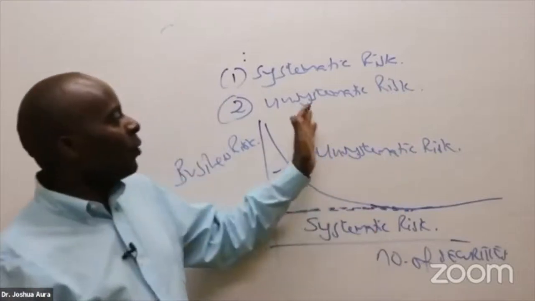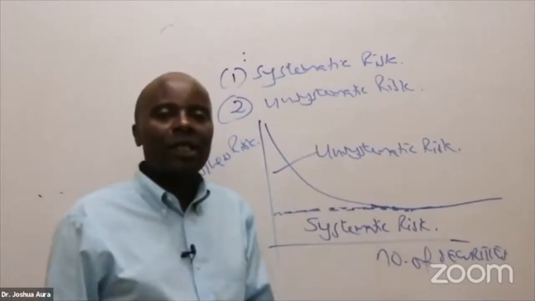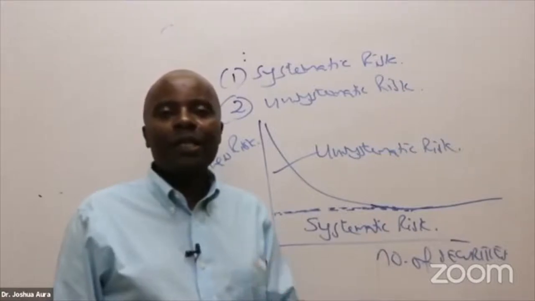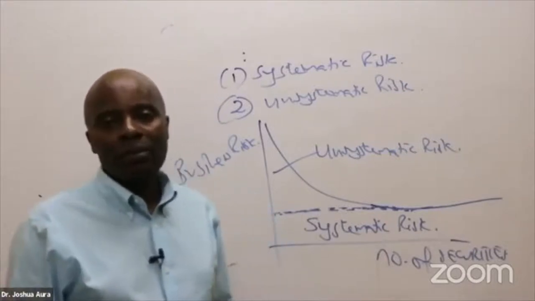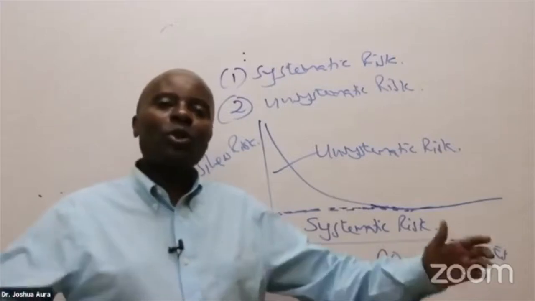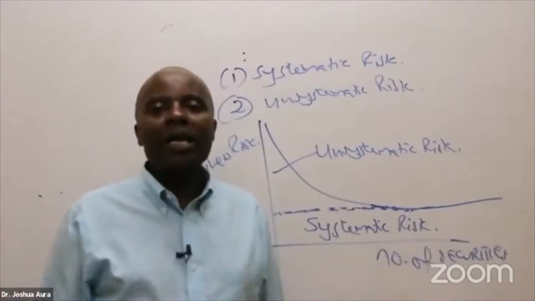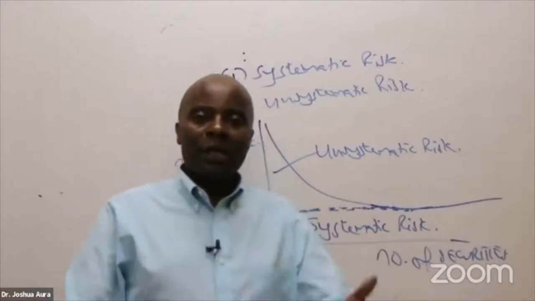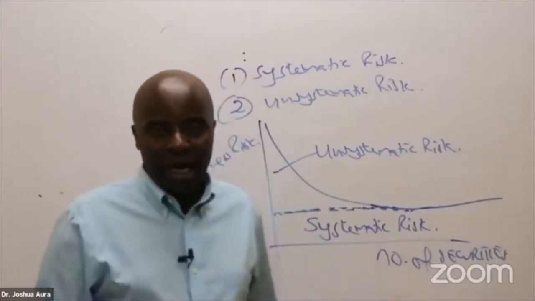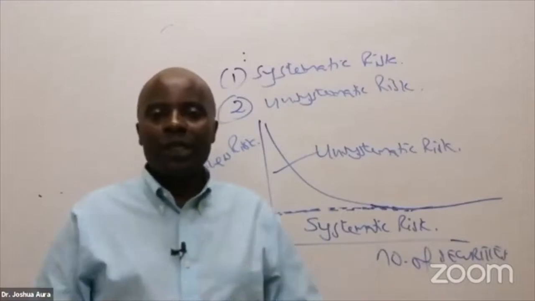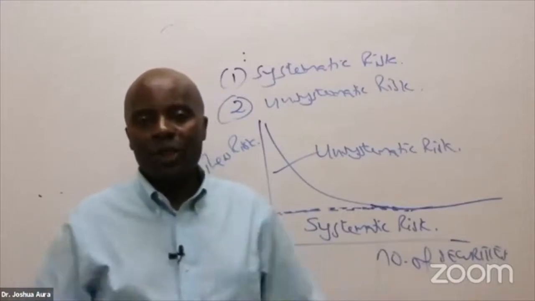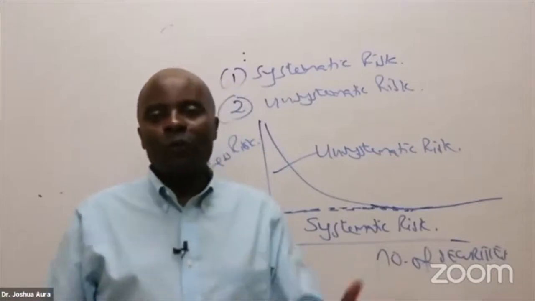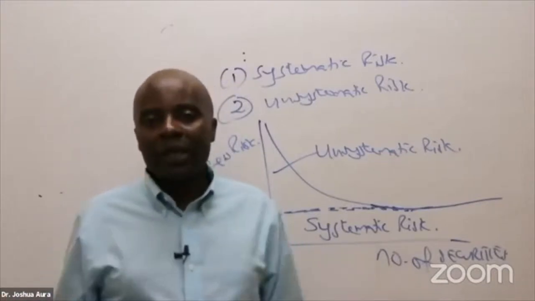A good example of an unsystematic risk, if you're asked, is exchange rate risk. It's not all companies that are affected by exchange rate risks. No. If you are not in the business of handling foreign currency, like RCM College, all our students in this case pay us in Kenya shillings. All our students, like the guys who are here online on Zoom, you've paid us in Kenya shillings. We shall pay our lecturers in Kenya shillings.